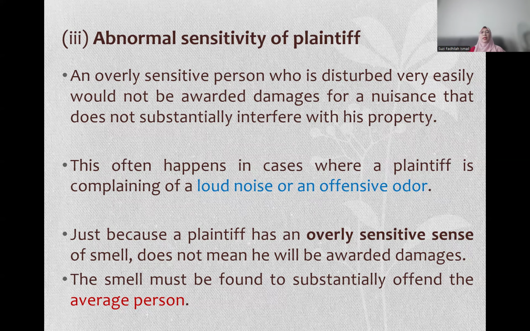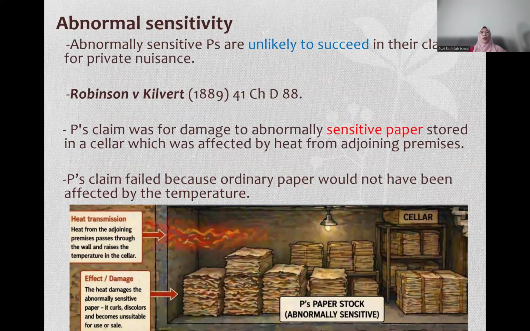Just because a plaintiff has an overly sensitive sense of smell, it does not mean that he will be awarded damages. So what the court will do is see whether the smell must be found to substantially offend the average person. That's basically the measurement. So if too sensitive, then cannot claim. It must be average. It's like a reasonableness test as well. Okay, so this is an example of cases.